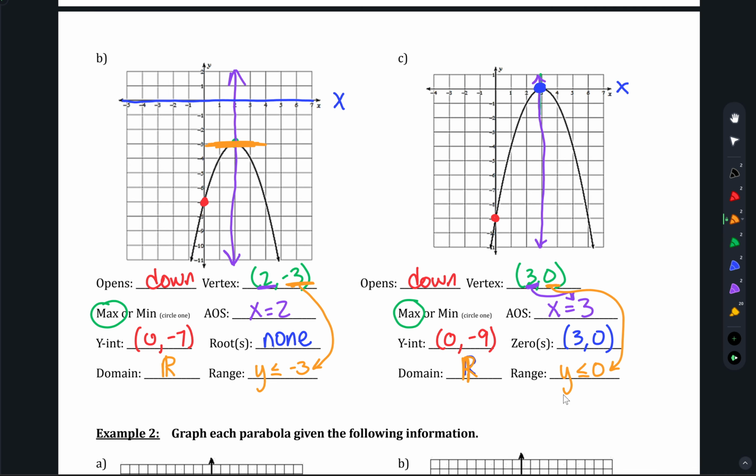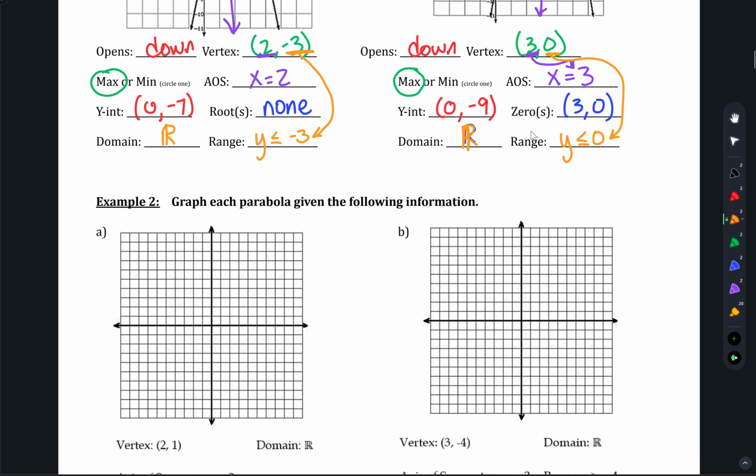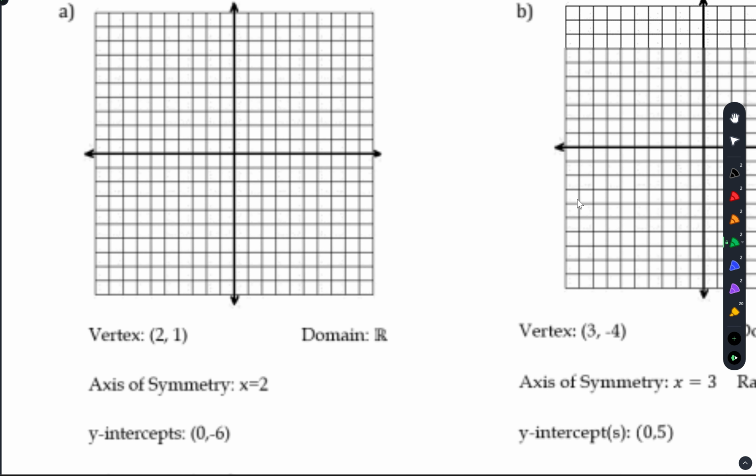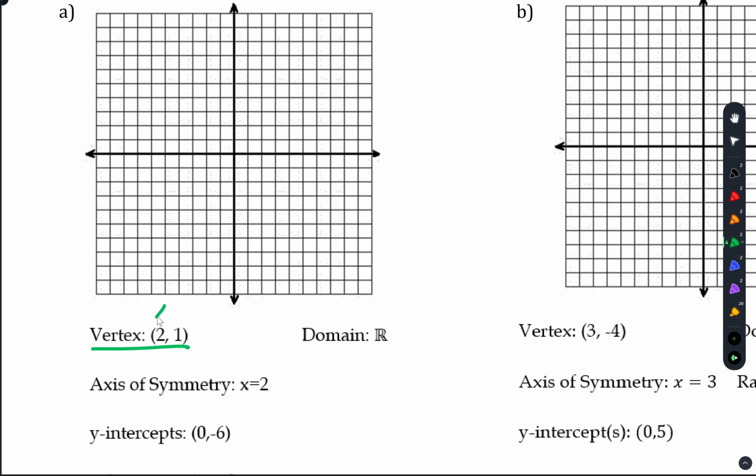Now we're going to take what we just did, and we're going to go backwards, and we're going to draw our own parabolas. So take a look at letter A in example 2. It gives us some points to start with. So the first point that it gives me is the vertex. So that's what I'm going to plot first. Remember how you graph a point, right? You have an x value and a y value. So x and y. I'm going to go 2 on the x, 1 on the y. There's my vertex.